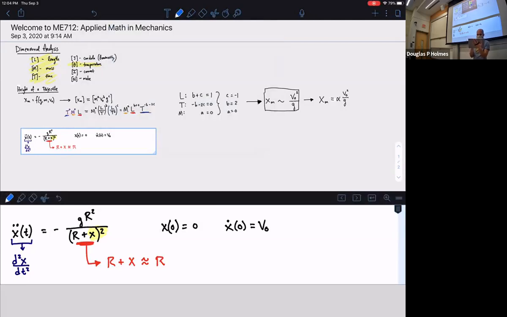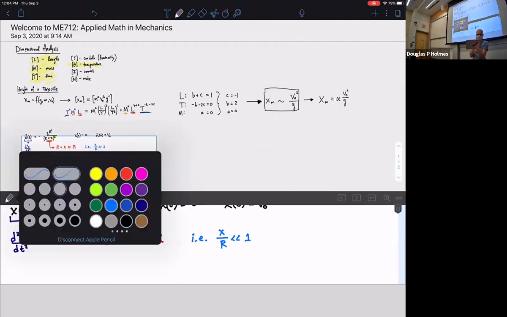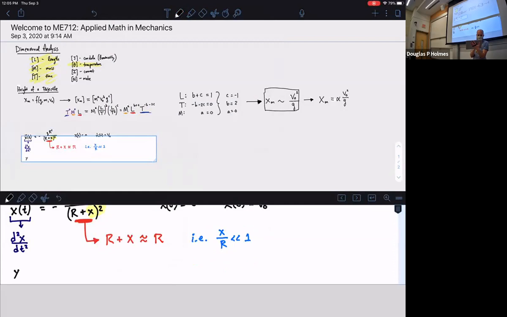So that ratio is really small. So I have a big number plus a really small number. Why don't I just say it's the big number? And then this problem becomes a lot simpler, because now I have simply x double dot of t. This r squared cancels out with the other r squared, so I'm just left with negative g.